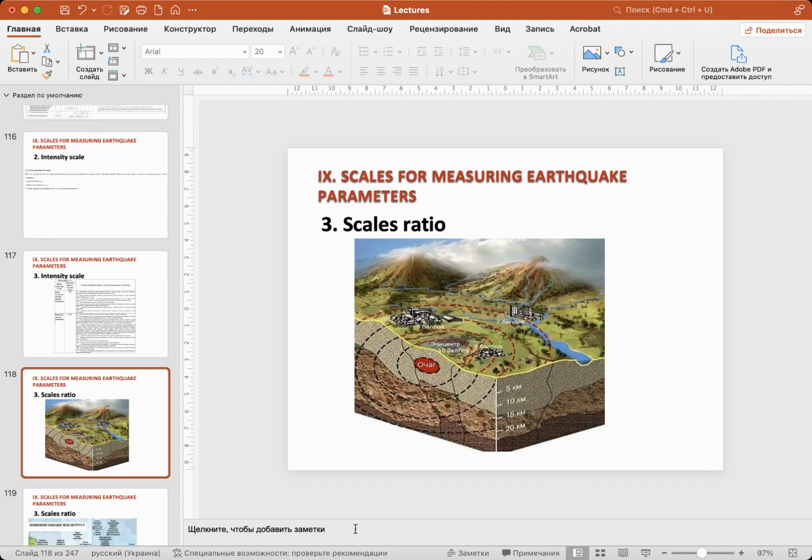And we have to admit that there is a certain ratio between magnitude and intensity. For example, the same magnitude can lead to various intensities on the surface. Near the epicenter, we can find intensity 10, and at a certain distance of 20 kilometers or more, we can find intensity 7.